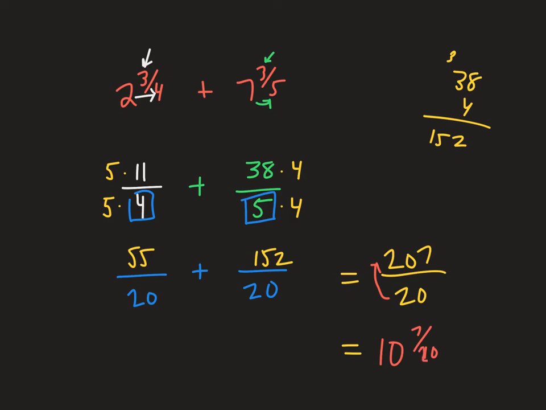Oops, that should have been a 20 in the bottom. Thinking ahead. Let me clean that up a little bit for you guys. Okay, so 10 full times with 7 left over, and the denominator remains 20. Okay, why don't we do one last one? Let's do a subtraction problem like that with mixed numbers. So let's say we want to do something like 8 and 9/10 minus 3 and 1/4.